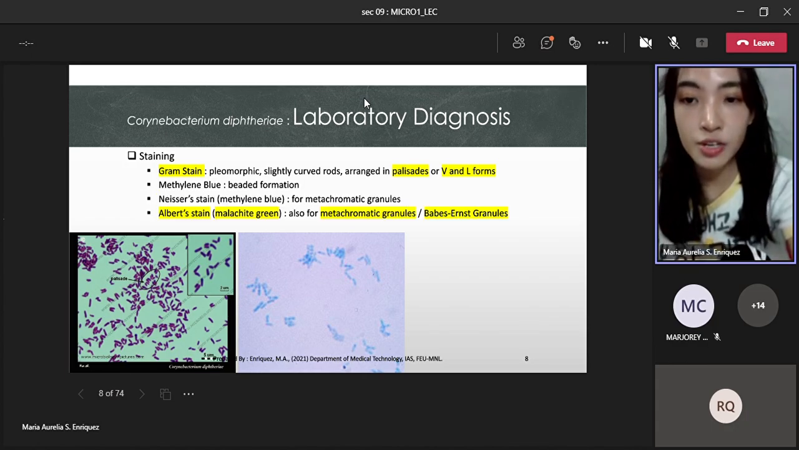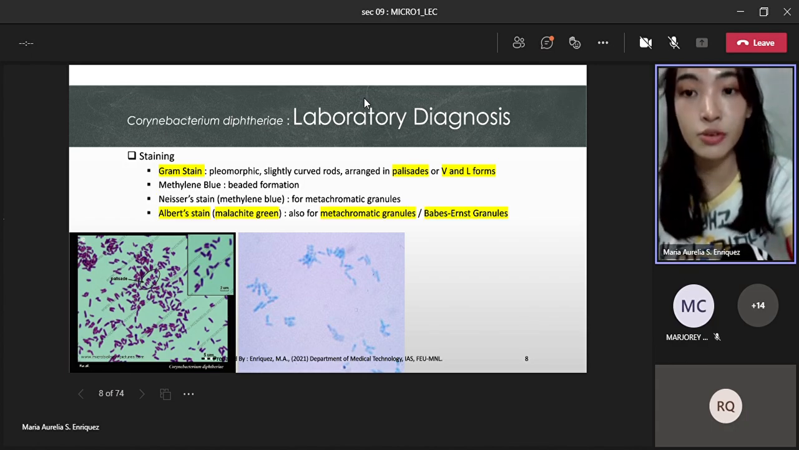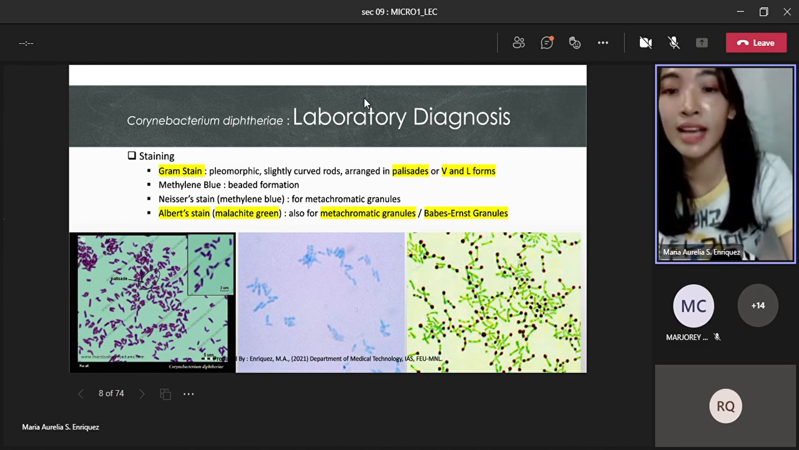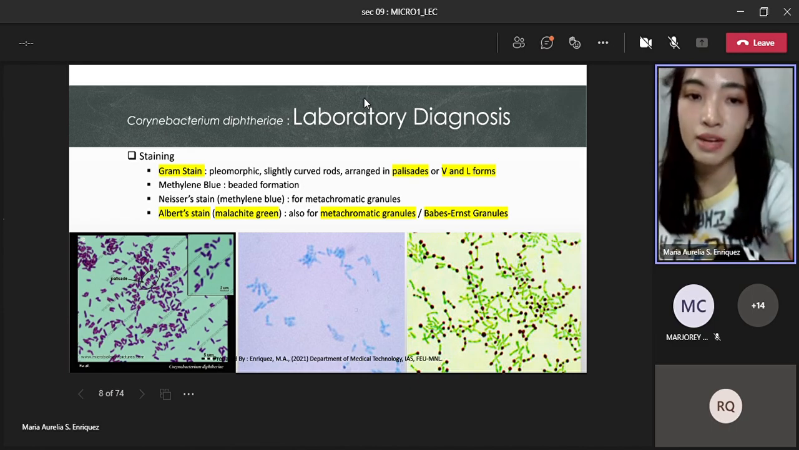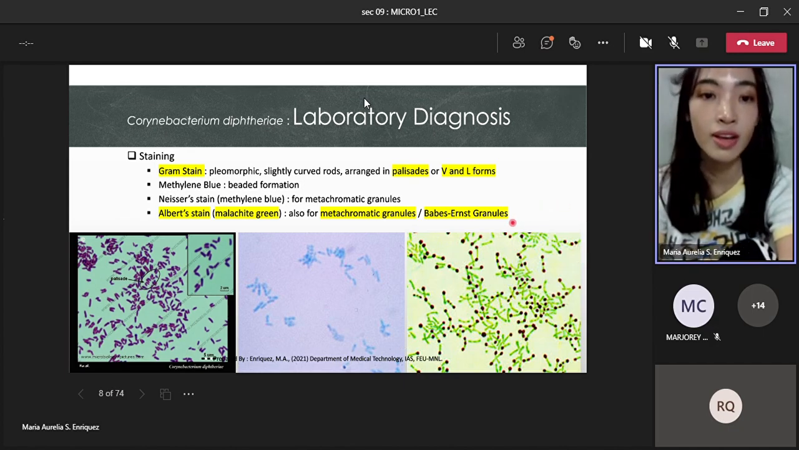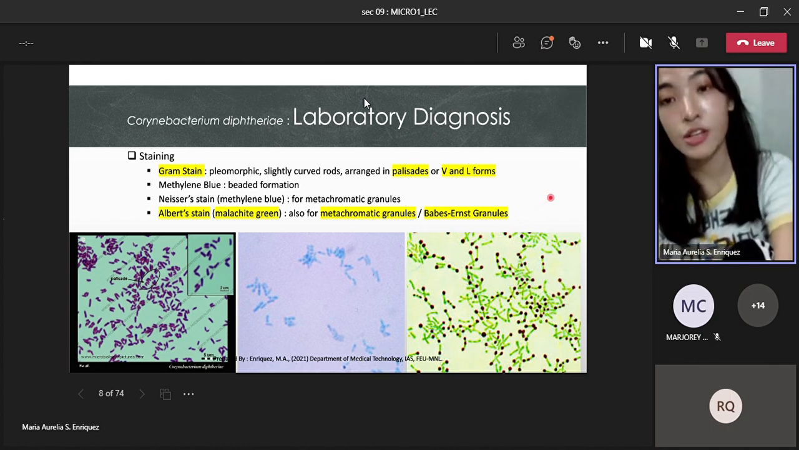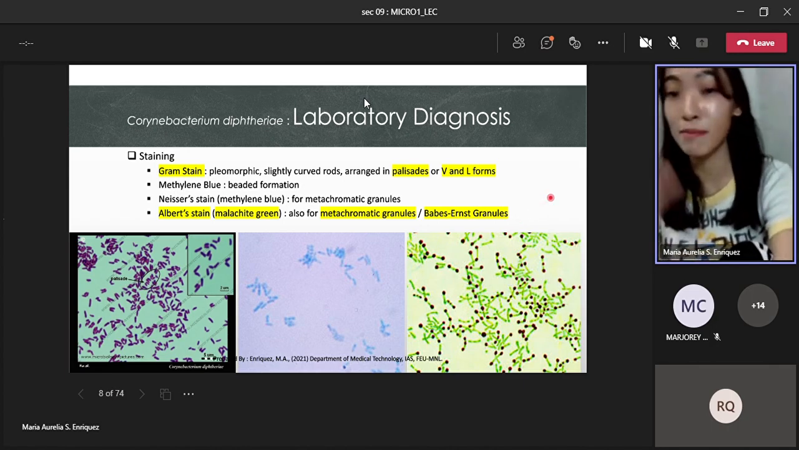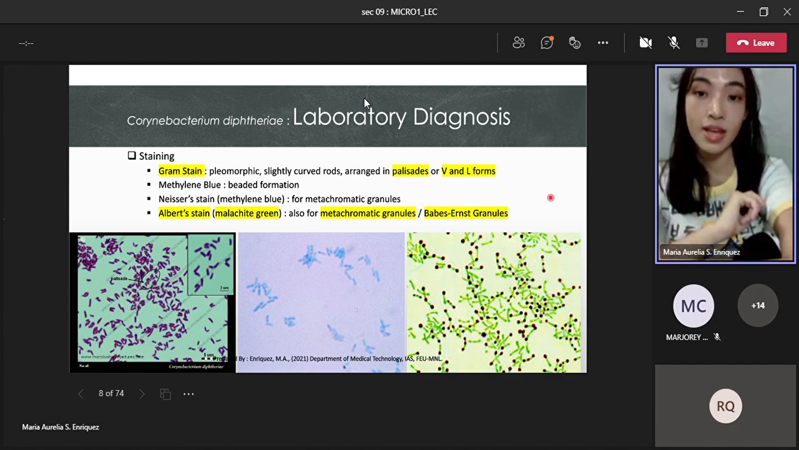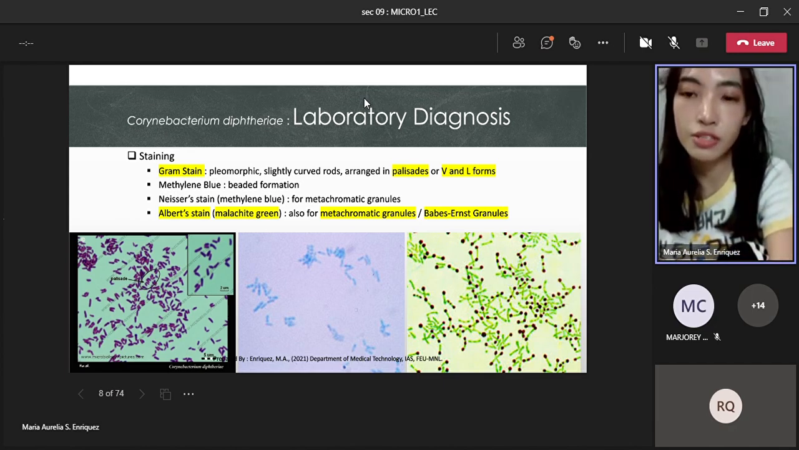Next po, for the observation of metachromatic areas or the portions of the cell kung saan nagkaroon ng metachromatic granules, ayan, they would stain more intensely on other parts. And these metachromatic granules that is specifically produced by C. diphtheriae are called the Babes-Ernst granules. So kung nakita nyo po that the organism produces the Babes-Ernst granules, dapat po maisip nyo na agad is Corynebacterium diphtheriae. So these granules, they represent the accumulation of polymerized polyphosphates.